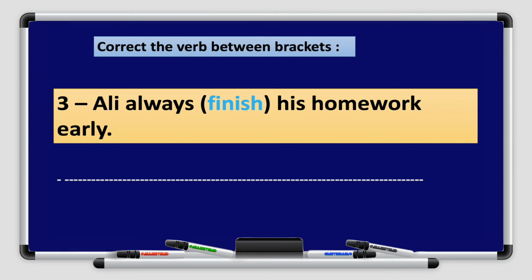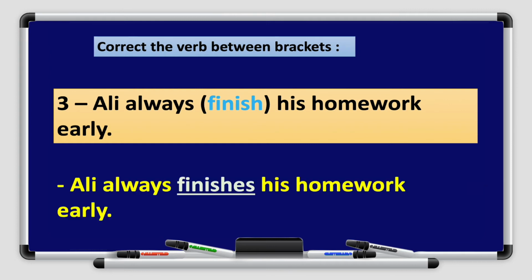Number 3, Ali always finish his homework early. Again, you have to check what is the subject and how you will correct the verb according to the subject. Excellent. Ali is the subject and always is the key word for present simple. What you will do for the verb finish? Good job. Ali always finishes his homework early. We add es at the end of the verb.